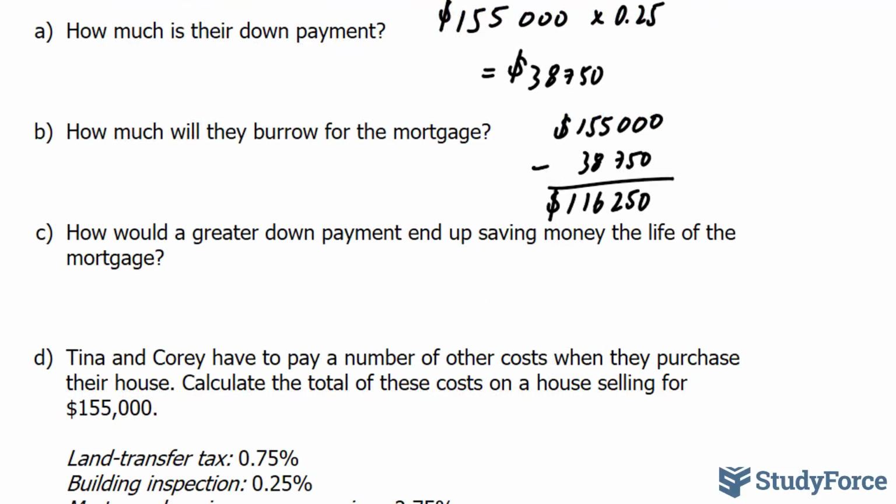Question C asks, what would a greater down payment end up saving money for the life of the mortgage? Well, keep in mind that if more is paid at the beginning, that will leave less to pay the bank.